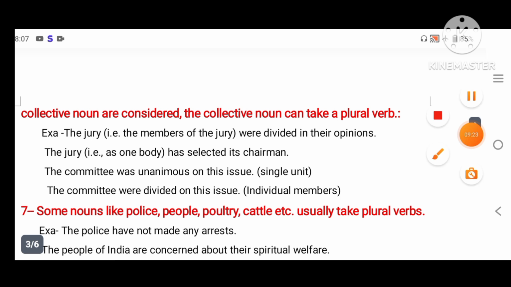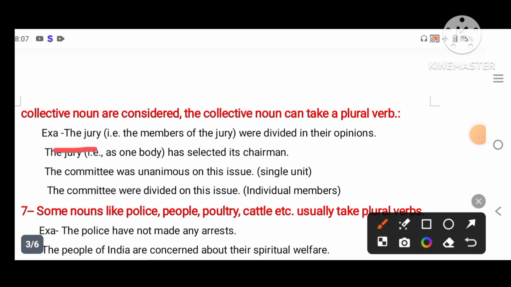Look at this. The jury, this is a collective noun. Here the jury were divided in their opinions. When the members of the collective noun have divided their opinions, in that case we will use a plural verb. When all of them together give one opinion, we will use a singular verb. The jury as one body has selected its chairman, meaning all together gave one view. Okay, in that case we will use a singular verb. But when the members of the collective noun gave their different opinions, then we will use a plural verb.